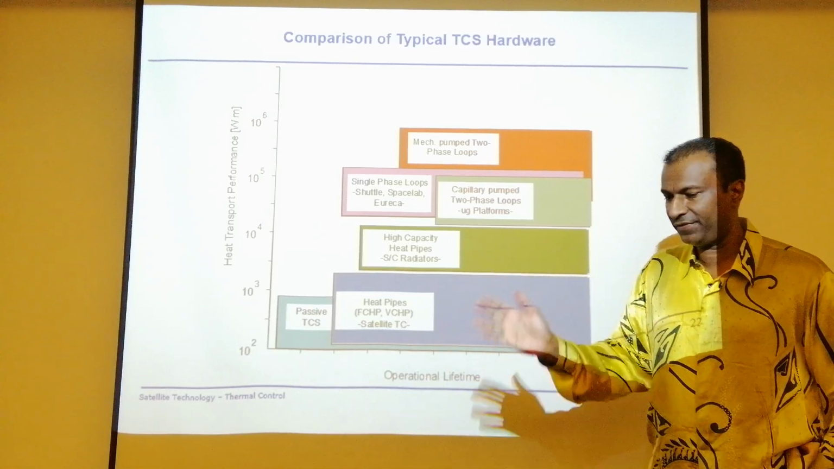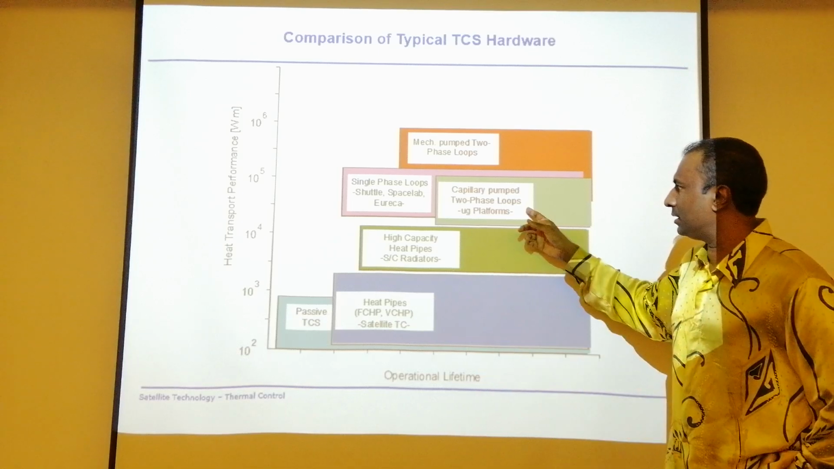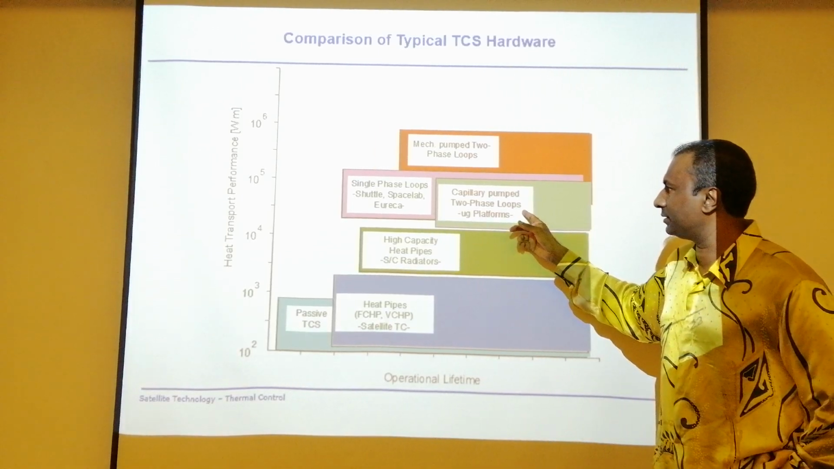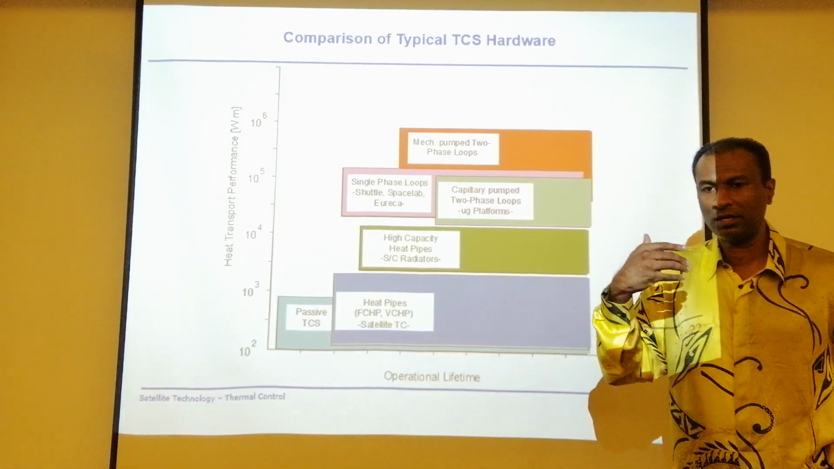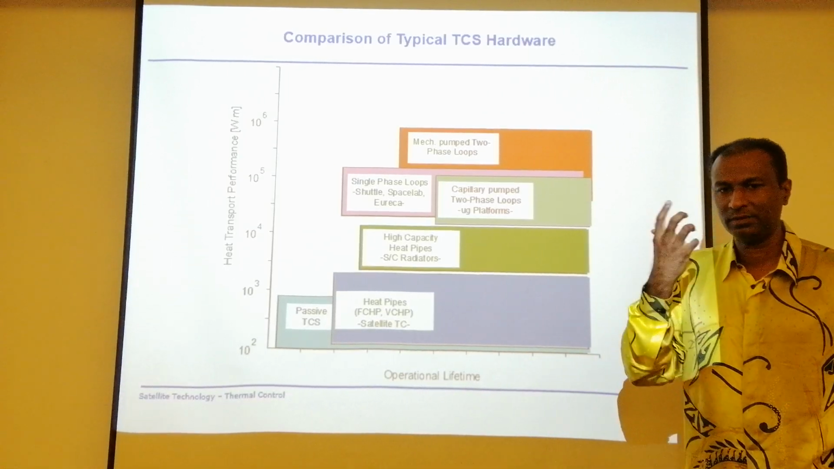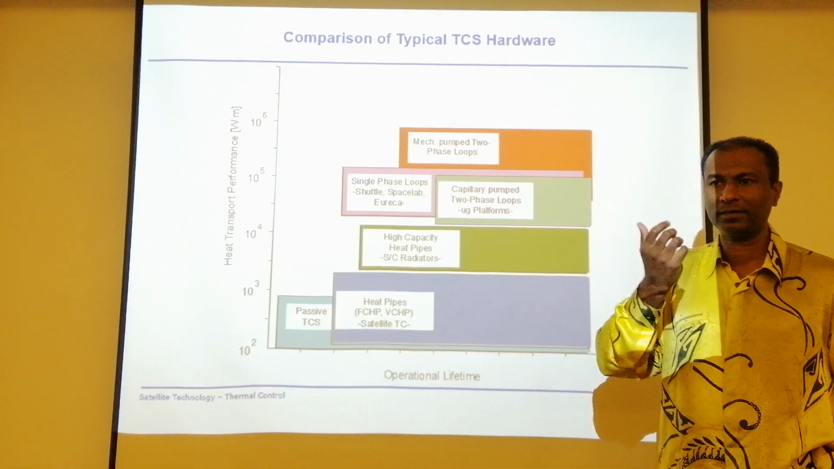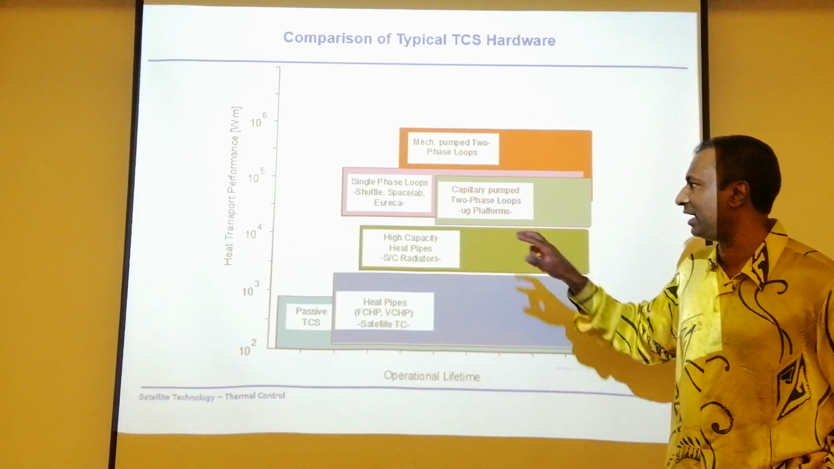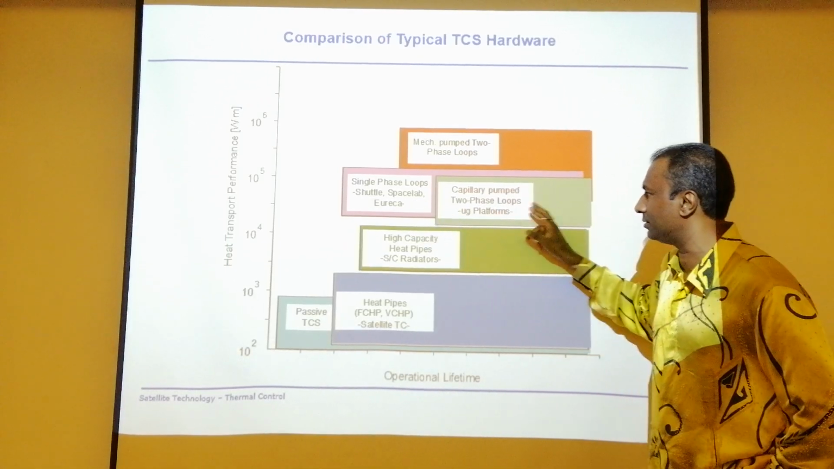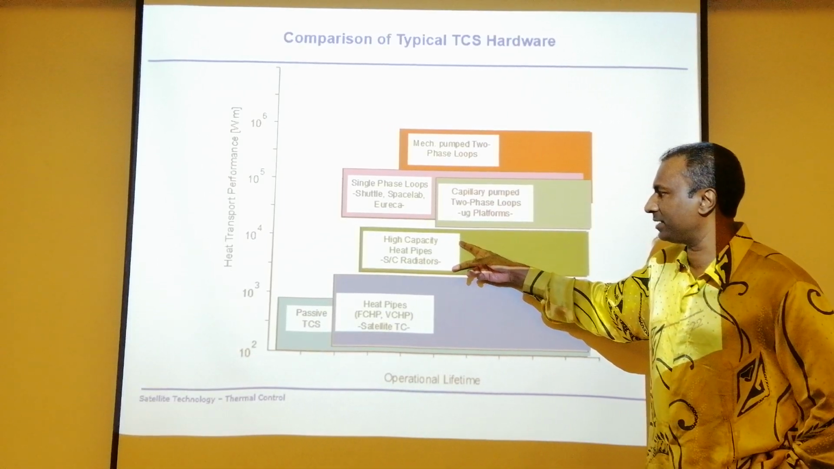From one phase to another phase, it actually remains as a single phase. But sometimes you have a capillary pump two-phase. Now two-phase is basically, you can imagine, liquid water, let's say, becomes vapor, vapor gets condensed and becomes liquid. So there are two phases. So you have either this option or these options, okay? And you have high capacity heat pipes.